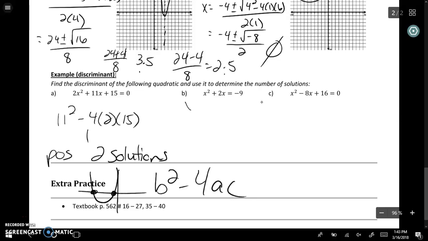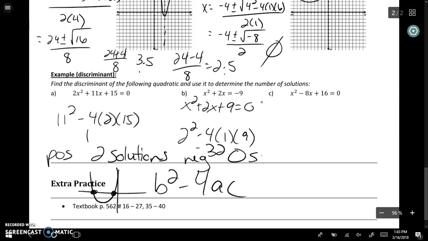Okay, looking over here, x squared plus 2x plus 9 is 0. So we're going to check the discriminant. We're going to go 2 squared minus 4 times 1 times 9. That's 4 minus 36. That's negative 32. Well, that's a negative number, which means there are no solutions. Okay, so if we graph that guy, it's going to look something like that, where it's not going to cross the x-axis. Okay, I want you to go ahead and try C, see what your discriminant is and how many solutions you're going to get.